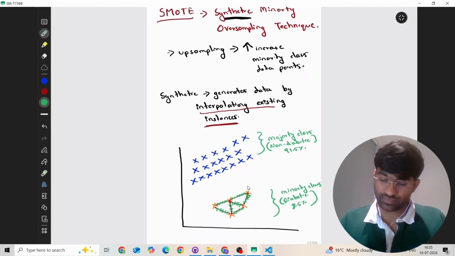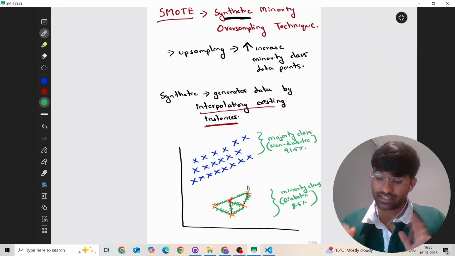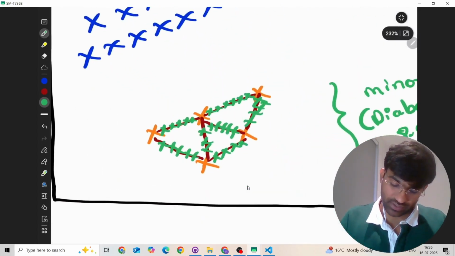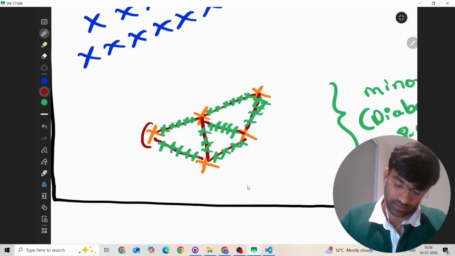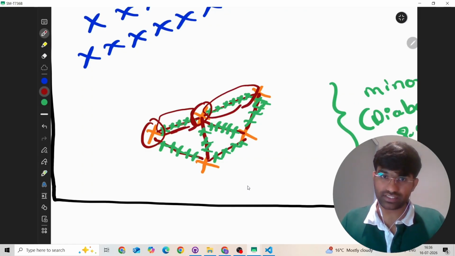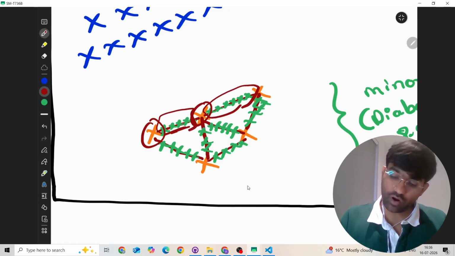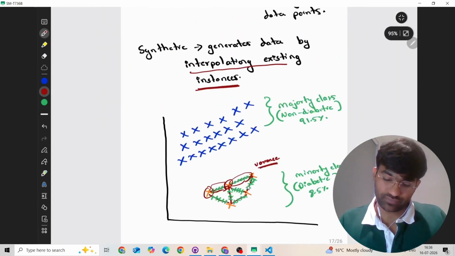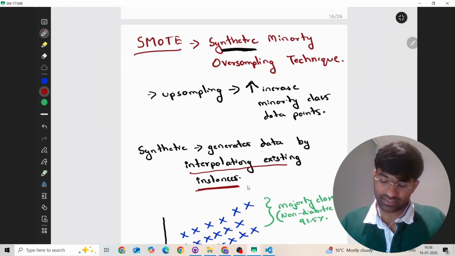So this has some logic. Data is not created randomly. The original data has variance, so the new data, these green points created by joining the two nearest instances, will also have the variance. So I prefer SMOTE for handling imbalanced data sets.